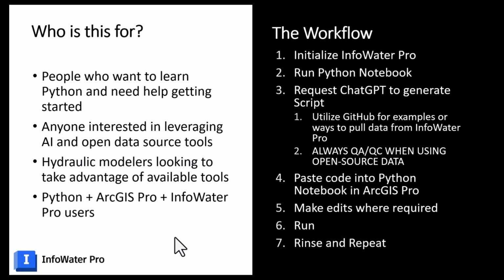So the workflow that we're going to look at: we're going to initialize InfoWater Pro, run a Python notebook, and request ChatGPT to generate a script by giving it a prompt. We're going to utilize the GitHub for examples of how to pull out data from InfoWater Pro. You can also use GitHub for some of the available notebooks. Of course, always QA/QC when using open data source codes. Really, you should always QA/QC your Python scripts anyway.